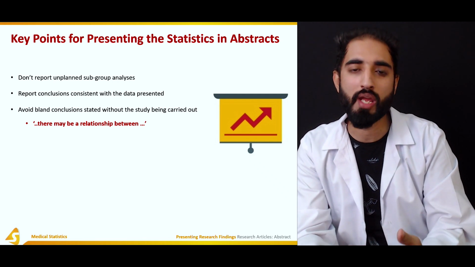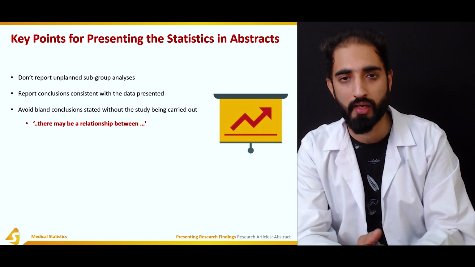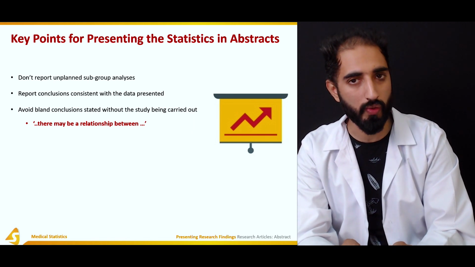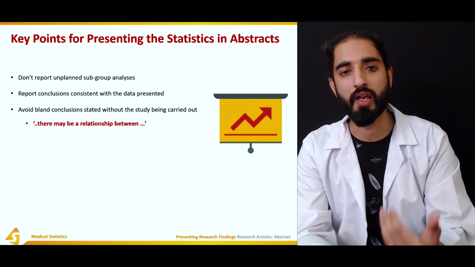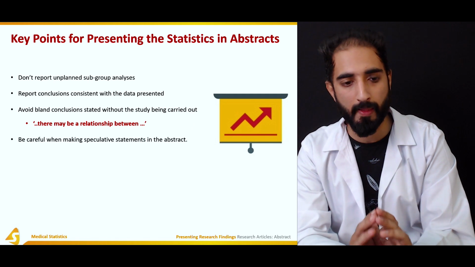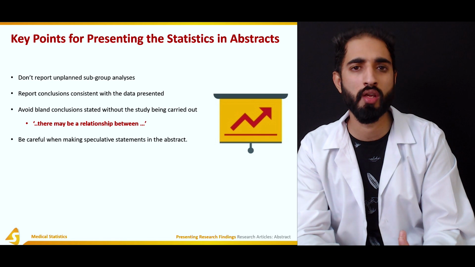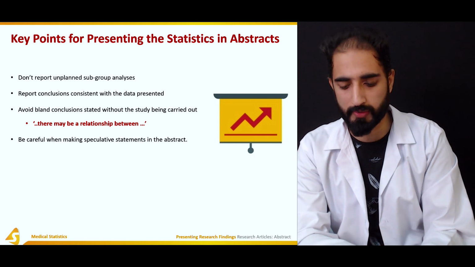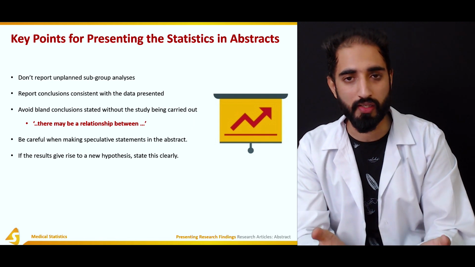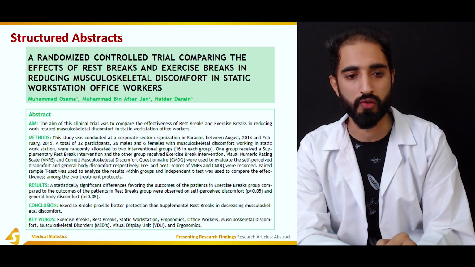For example, there may be a relationship between. So even if you didn't conduct a research, you can say there may be. So always be specific. For example, if you found out that there is a relationship between the two things, then state that there is a relationship between low back pain and body mass index. So simple as that. Be careful when making speculative statements in the abstract. Just mention what you have found. No need to be speculative. If the results give rise to a new hypothesis, state this clearly in your abstract as well. That is also important information that you need to share.